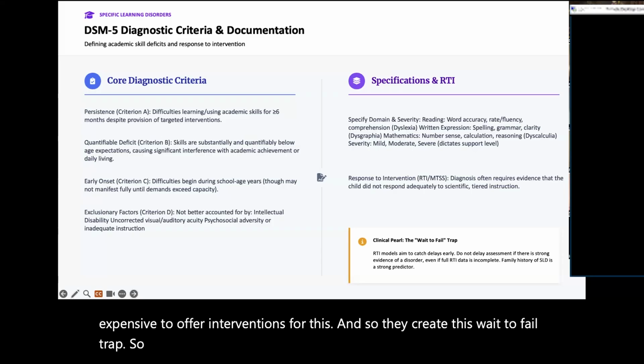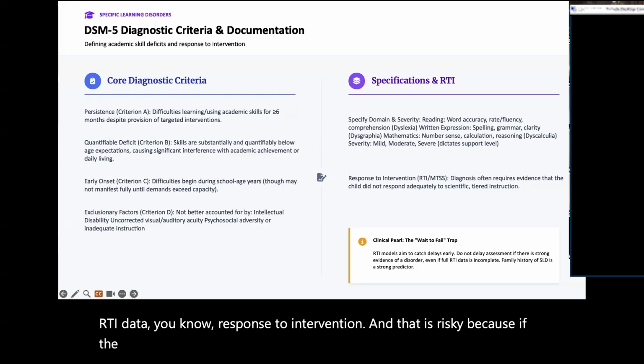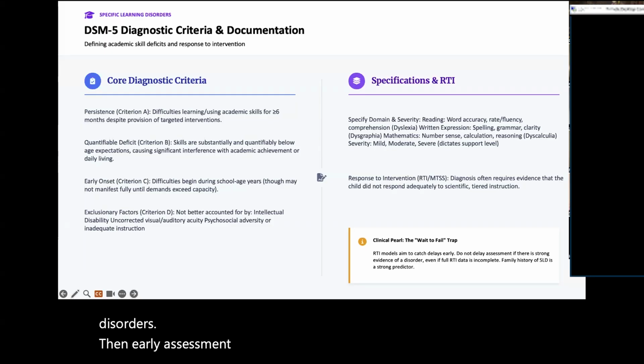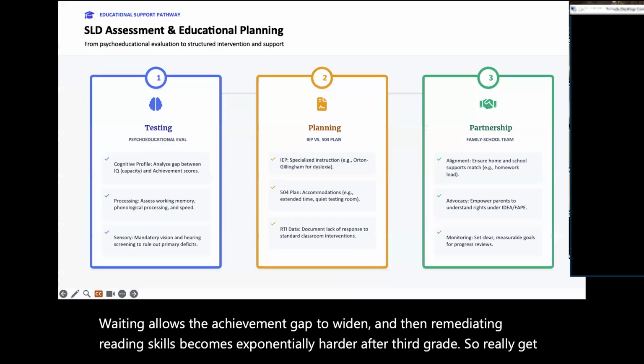So families are often told, just wait until the school year collects more RTI data, response to intervention. And that is risky because if the child has a clear dyslexia marker or a strong family history of learning disorders, then early assessment should proceed even if the RTI documentation is incomplete. Waiting allows the achievement gap to widen, and then remediating reading skills becomes exponentially harder after third grade. So really get this diagnosed.